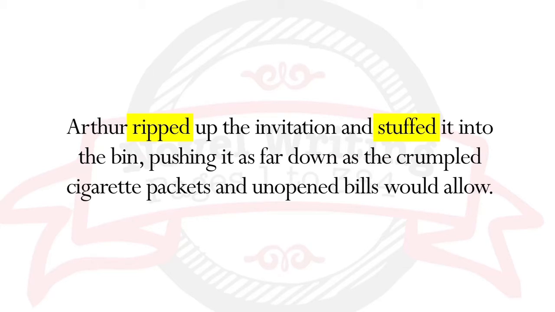Ripped and stuffed implies Arthur is angry. Invitation tells us what he's ripping up, but not what kind of invitation it is. For a wedding perhaps, or a birthday. Pushing it as far down as he can suggests he doesn't even want to see it. The crumpled cigarette packets reveal he smokes, probably quite a lot. And the unopened bills suggest he's refusing to pay or even looking at his bills.